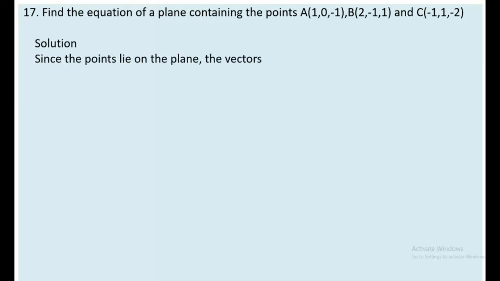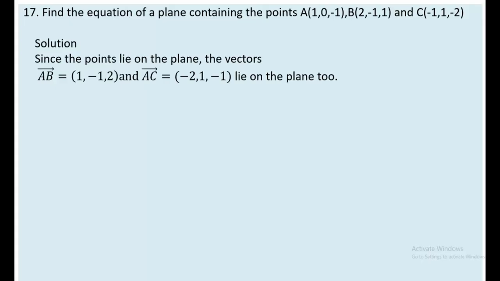So simple. Since the points lie on the plane, the vectors AB and AC lie on the plane too. So the points A, B, C lie on the plane, so the vectors made by AB and AC can also lie on the plane. But how can we find the vector AB? Vector AB is obtained simply by deducting components of A from B, students.